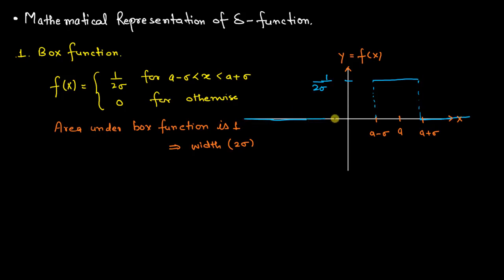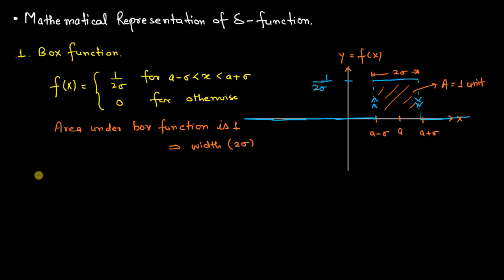So this box function has two discontinuities, one at this point, a minus sigma, and one at this point, a plus sigma. So what will be the width of this function? As we have discussed, the width of the function will be 2 sigma, so that the area under the curve is 1 unit. So what are the limits in which this particular box function will represent a delta function?